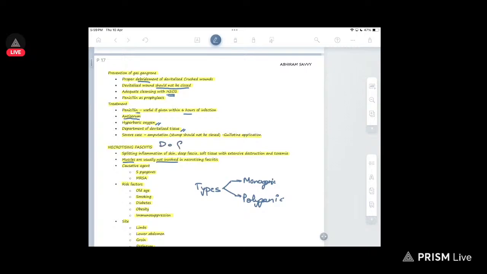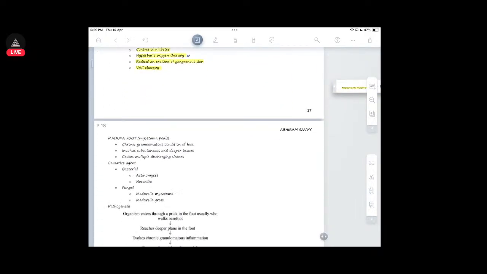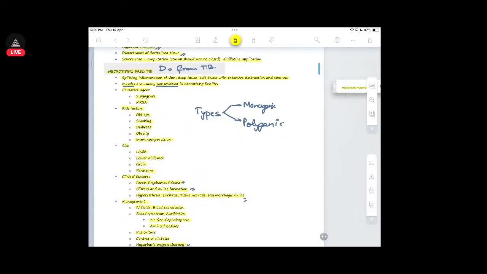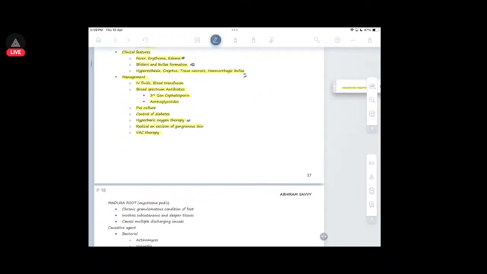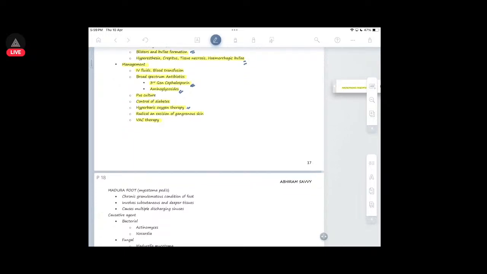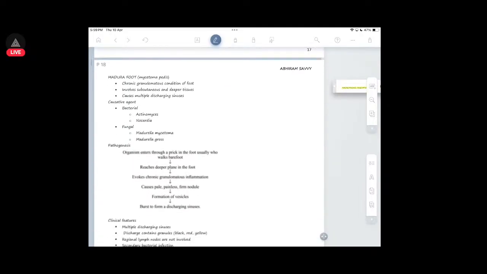I have to do this from the textbook because this is not adequate. You have to write more. In necrotizing fasciitis especially, there are two types. You have to write types of necrotizing fasciitis. You need to write treatment also. You have to provide a lot more than only antibiotics: pus culture, hyperbaric oxygen, radical excision of the gangrenous skin, plus regular debridement. They have not written a lot of features. I have read this a lot more.